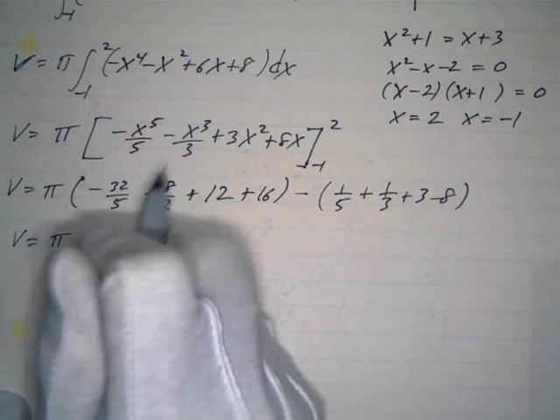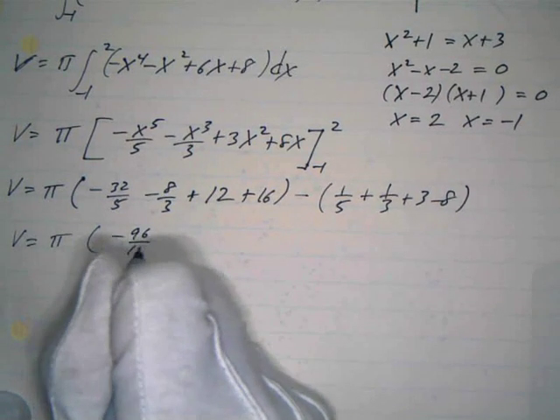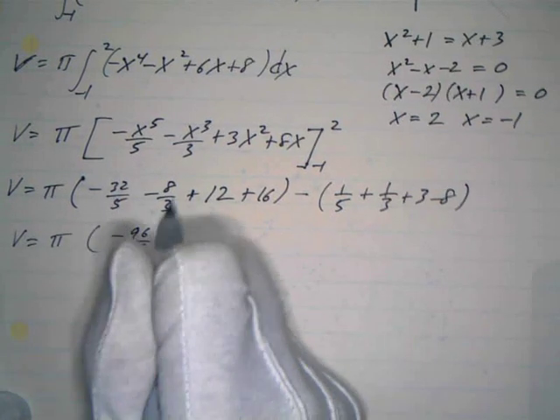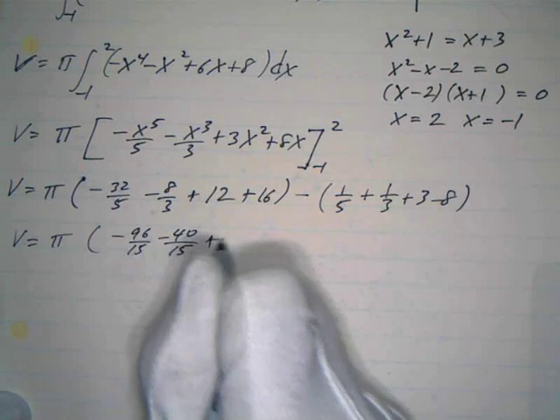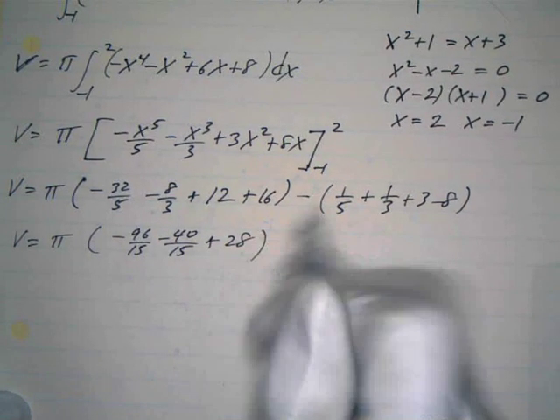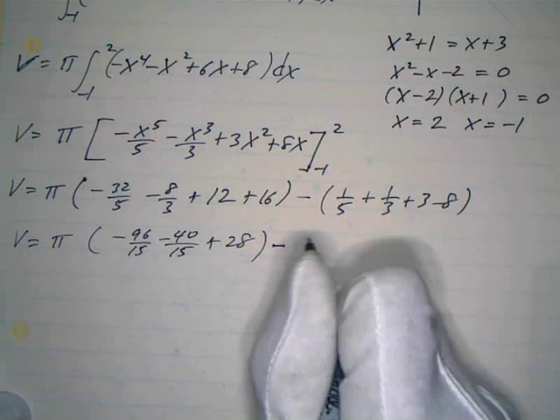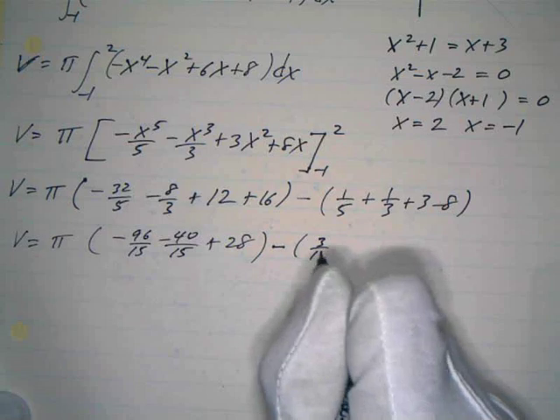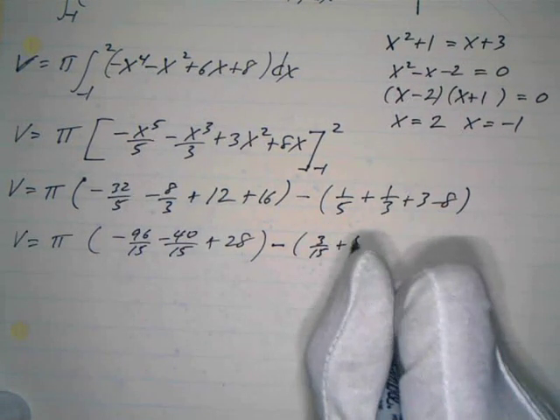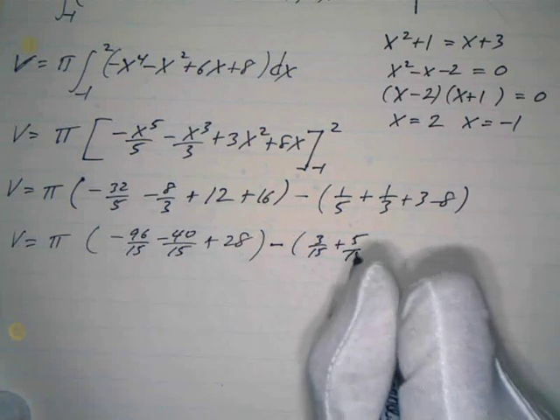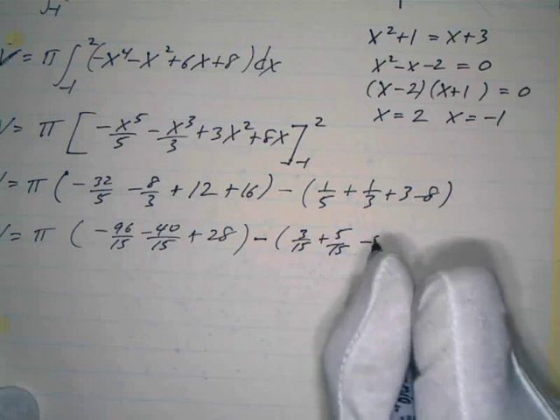And then volume equals pi times, and I can simplify these, I just put everything into 15 except for the number, so I had -96 over 15. Multiply the top and the bottom by 3 and the top and bottom by 5, and -40 over 15 plus 28. And this is also over 15, so that's going to be 3 over 15. Top and bottom by 3 plus 5 over 15. And then -8 plus 3 is -5.